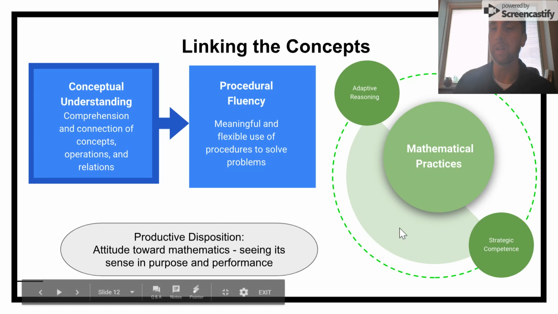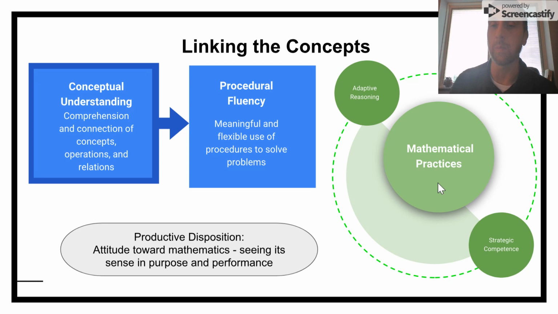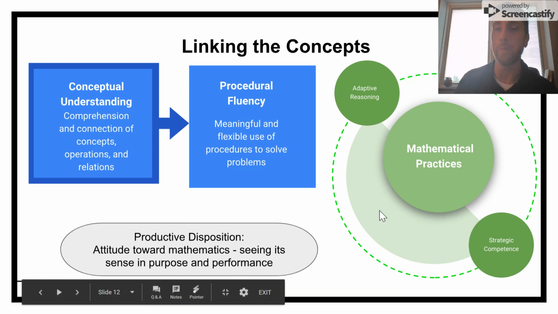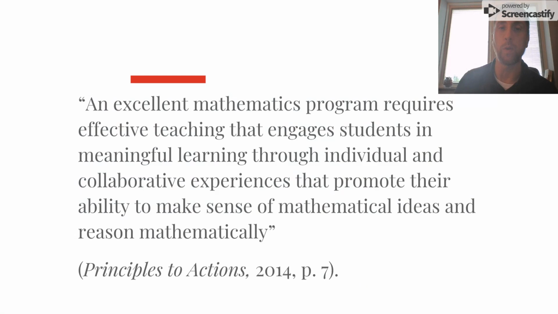Then you have this area over here where you have mathematical practices in the center. We're going to unpack that in just a minute. But really, the two other areas the National Research Council talks about is they talk about this adaptive reasoning and strategic competence. And that's what leads to mathematical practices.